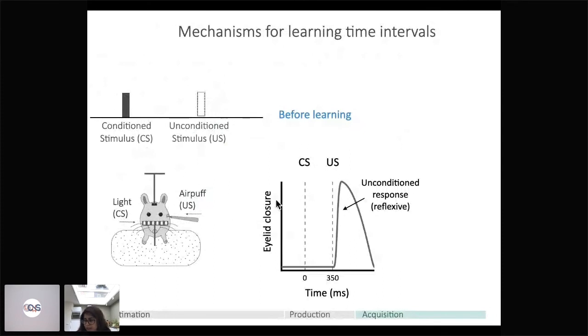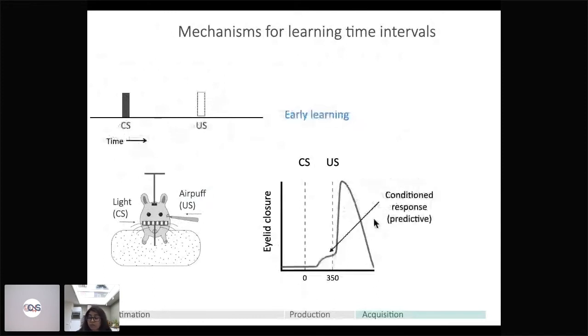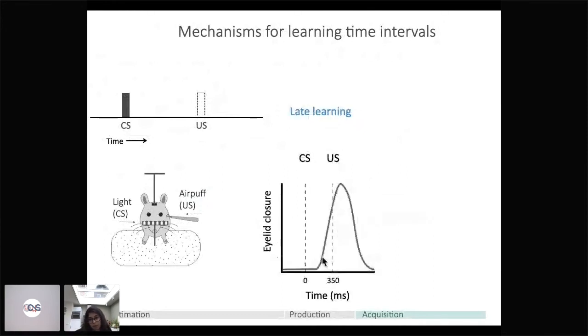And at the beginning, before learning occurs, the eye remains open and it closes only reflexively in response to the air puff. Now, as many such pairings are presented, the eye starts to close predictively. And this is called a conditioned response. And as learning progresses, you find that this response develops such that the eye is almost entirely closed at the time of the expected air puff.